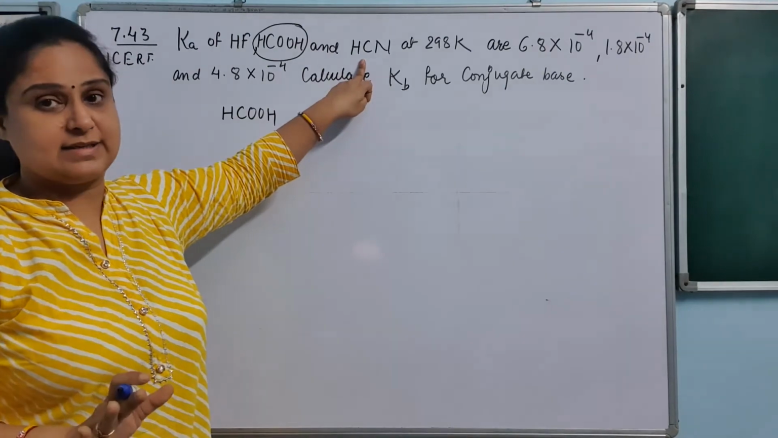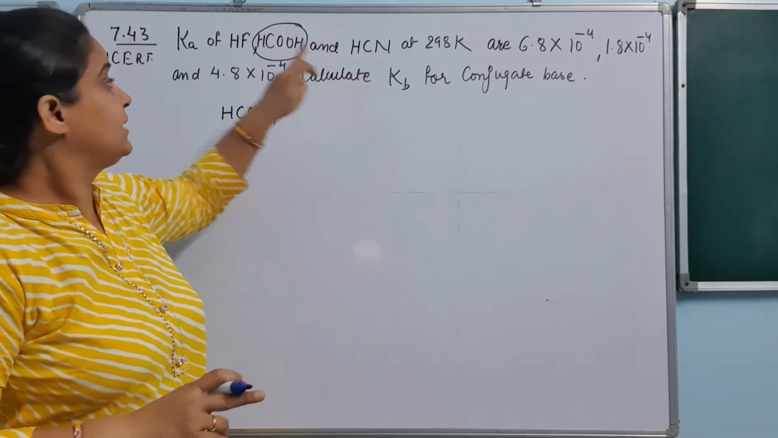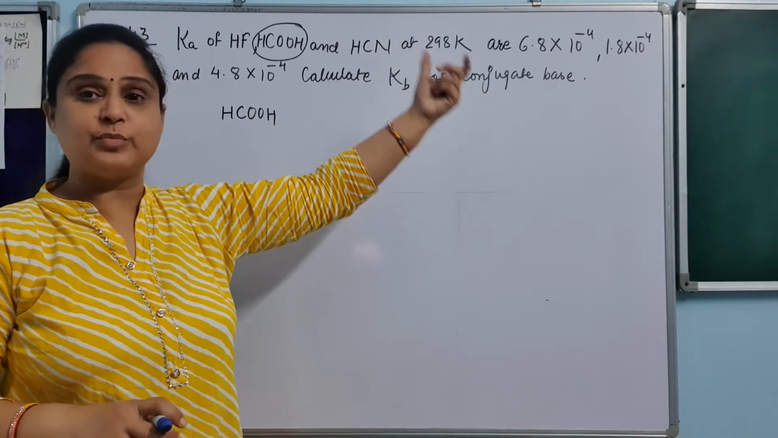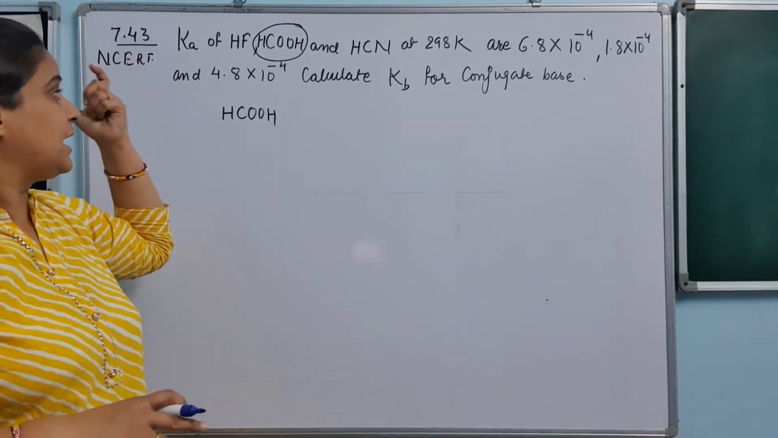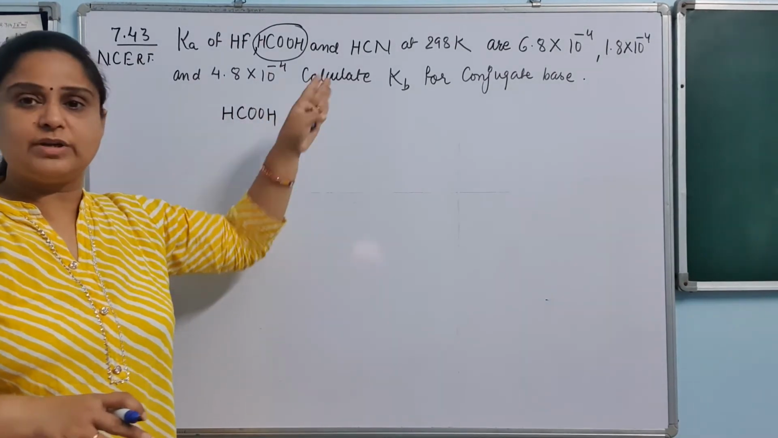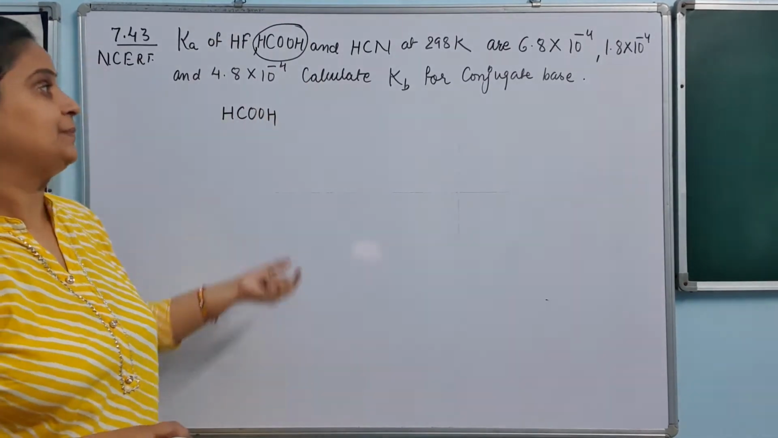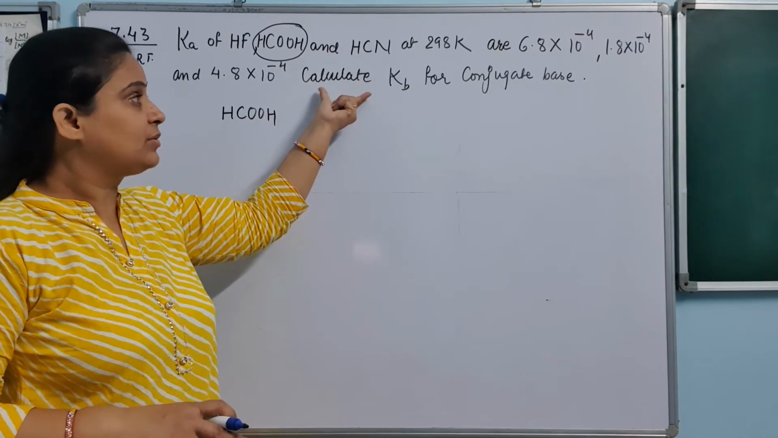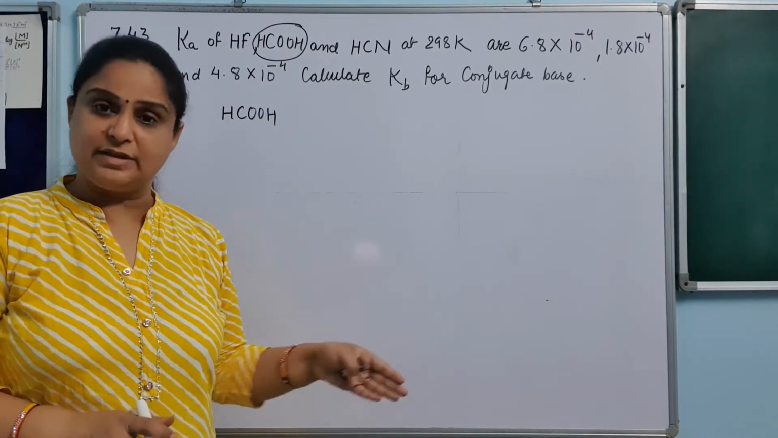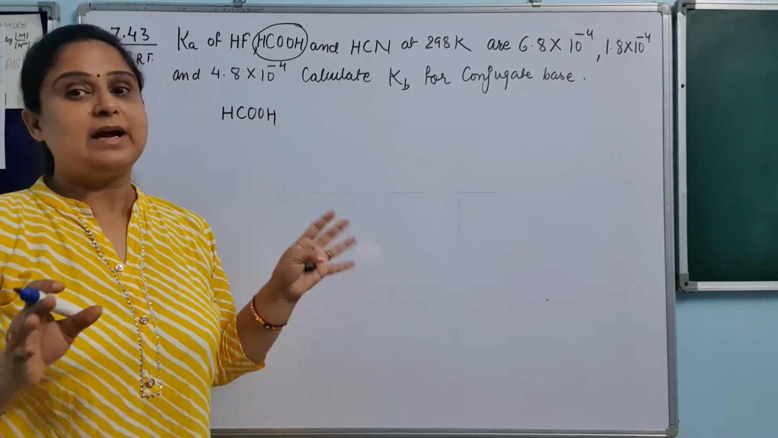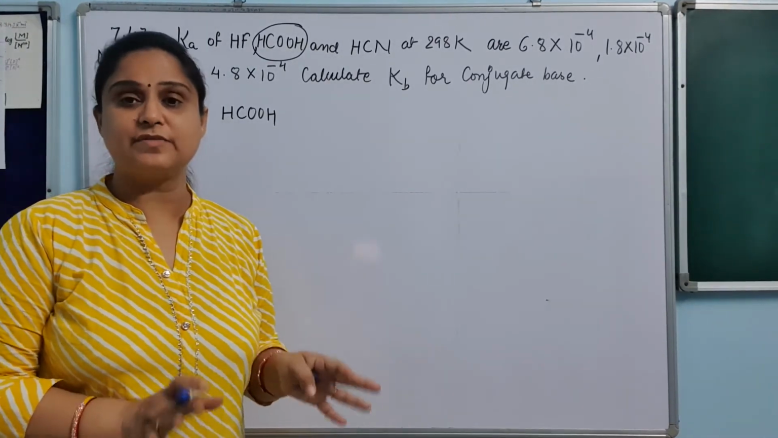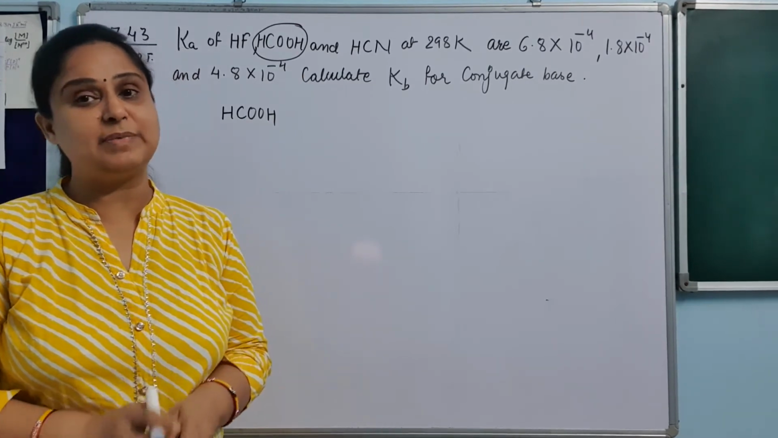Means all the acids are given to you, and you are given Ka for these as 6.8 into 10 raised to power minus 4, 1.8 into 10 raised to power minus 4, and 4.8 into 10 raised to power minus 4. So the Ka values of all three are given to you. Next, they are asking you to calculate Kb for the conjugate base. So you have to find Kb. Ka is given, and we all know how it dissociates first. So first, you just find out what is the conjugate base of this acid.